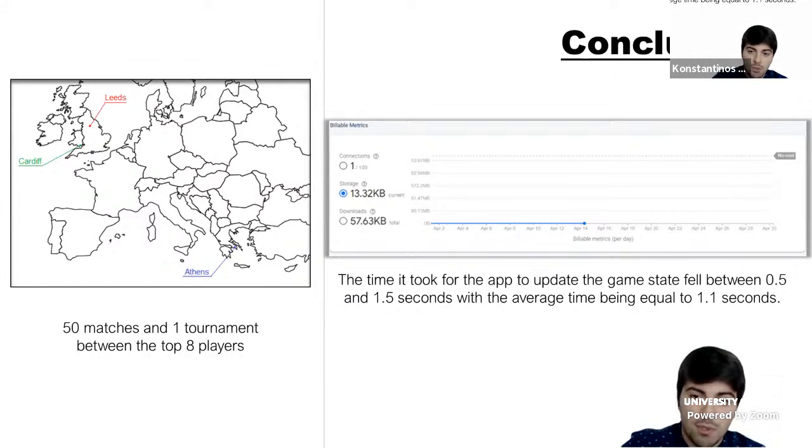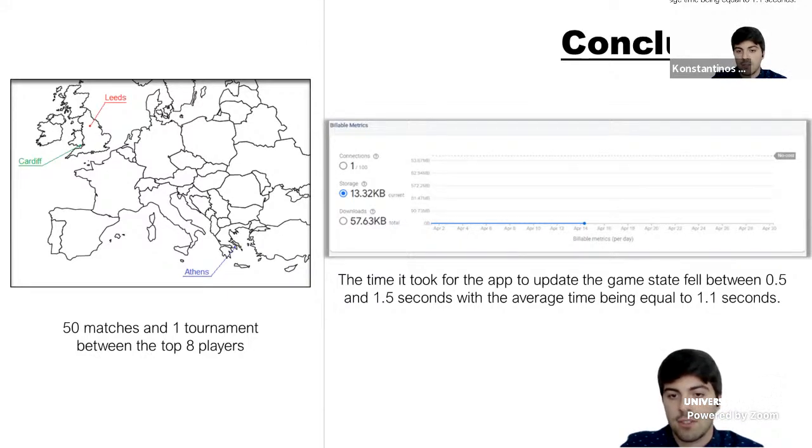The evaluation of the proposed architecture in terms of efficiency was done using manual and unit testing, as well as Firebase's analytics feature. It was indeed proven that after conducting almost 60 matches of chess, the amount of data stored in the Firebase real-time database was kept at a minuscule size of 13.32 kilobytes without deleting any of the entries. Not only that, but the time it took for the app to update the game state fell between 0.5 and 1.5 seconds, with the average time being equal to 1.1 seconds.